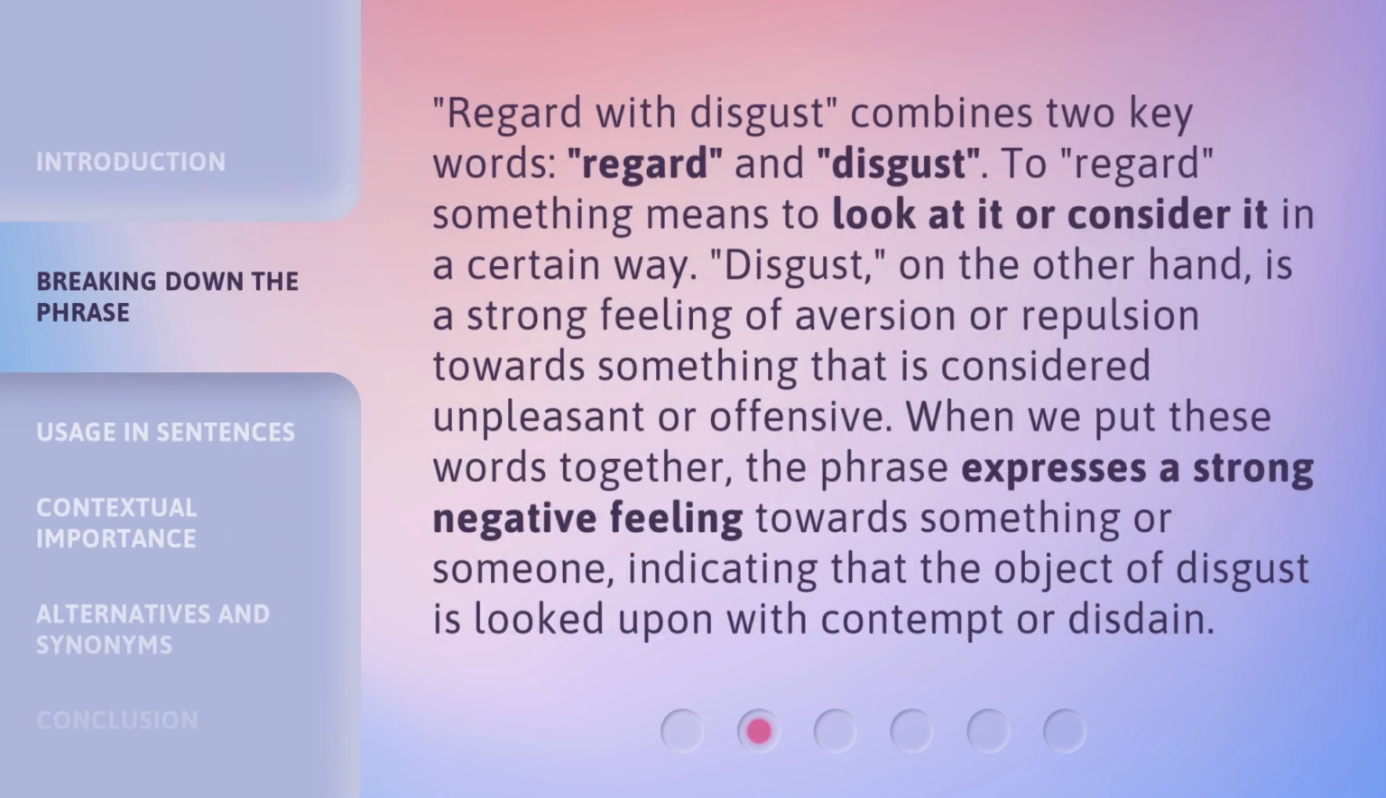Regard with disgust combines two key words, regard and disgust. To regard something means to look at it or consider it in a certain way. Disgust, on the other hand, is a strong feeling of aversion or repulsion towards something that is considered unpleasant or offensive. When we put these words together, the phrase expresses a strong negative feeling towards something or someone, indicating that the object of disgust is looked upon with contempt or disdain.